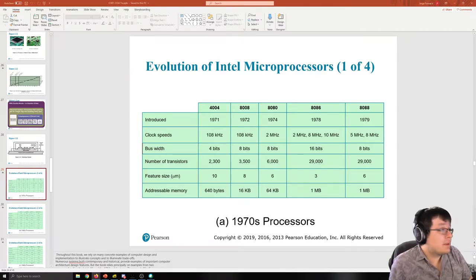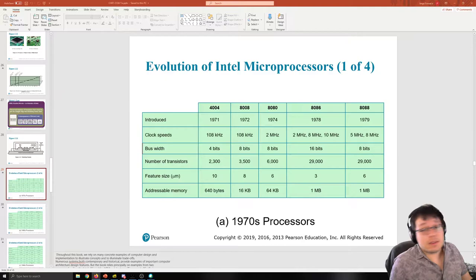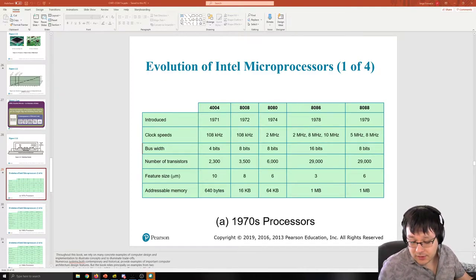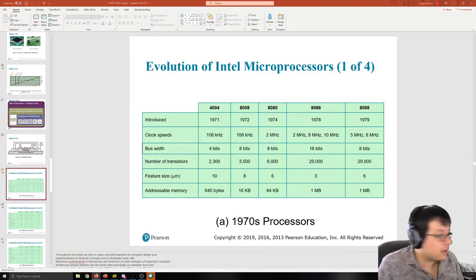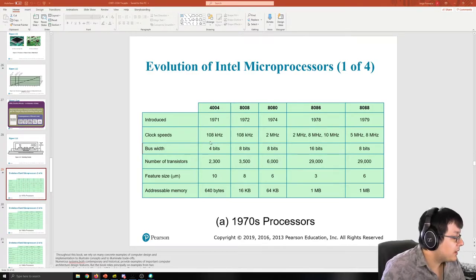I don't think it had necessarily a very nice GUI, no. I think it was just terminal-based, you know. But hey, that's all you needed back then. So anyways, from there, you can see the clock speed is in the kilohertz.